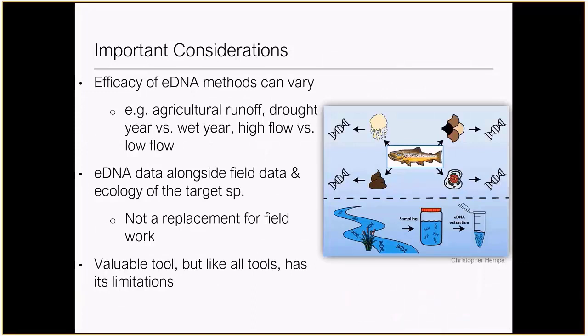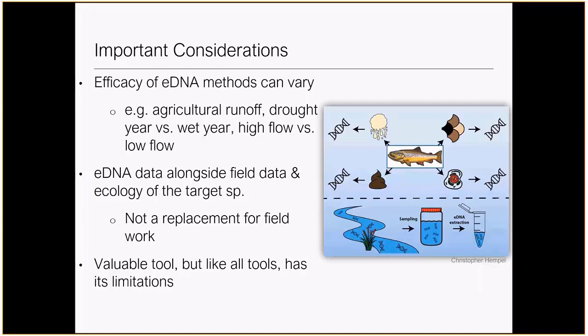And some important considerations. The efficacy of these methods can vary significantly, just within the same site that you may be sampling, if you're interested in sampling over, say, several months or repeated years. In a drought year versus a wet year, we might have a very different likelihood of detecting eDNA, high flow versus low flow conditions. If it's at a time where there's a lot of agricultural runoff, some of the contaminants in runoff can degrade DNA really quickly.